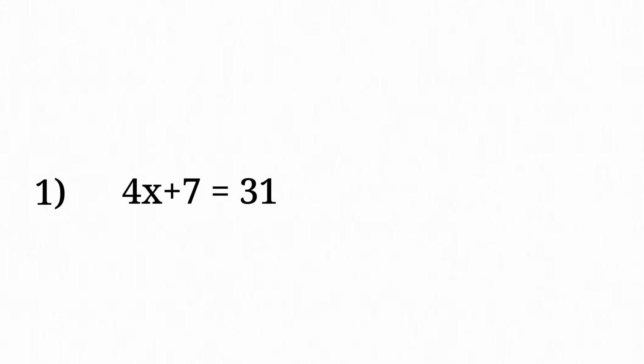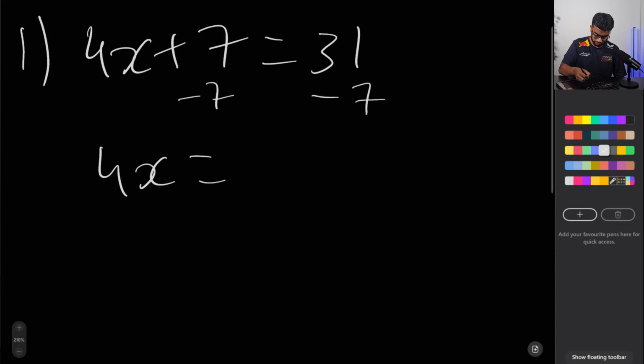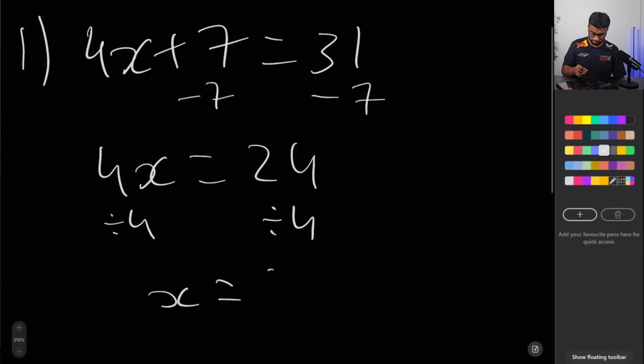The first question asks us to solve the equation 4x plus 7 is equal to 31. By solving this equation, they want us to find the value of x, or x equals something. In order to do that, we can subtract 7 from both sides, which would give us 4x equals 24. But we don't want 4x, we want x on its own. So if we divide both sides by 4, we just get x equals 6, and that is how I solve this question.